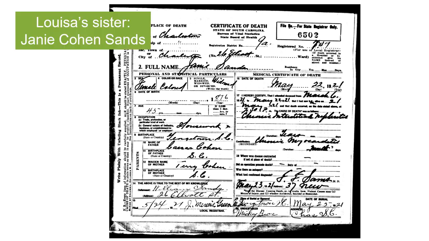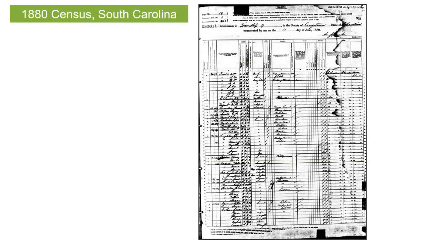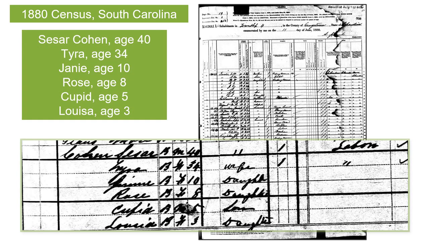Here is Janie's death certificate. This document lists her parents as Caesar Cohen of South Carolina and Terry Cohen of South Carolina. I next went to the 1880 census in South Carolina, located Caesar Cohen and his wife Tyra, which is a name similar to Terry, with daughters Louisa and Janie, along with two additional siblings, Rose and Cupid. This confirmed that we had the correct family and helped us find the names and identifying information for Louisa's parents.